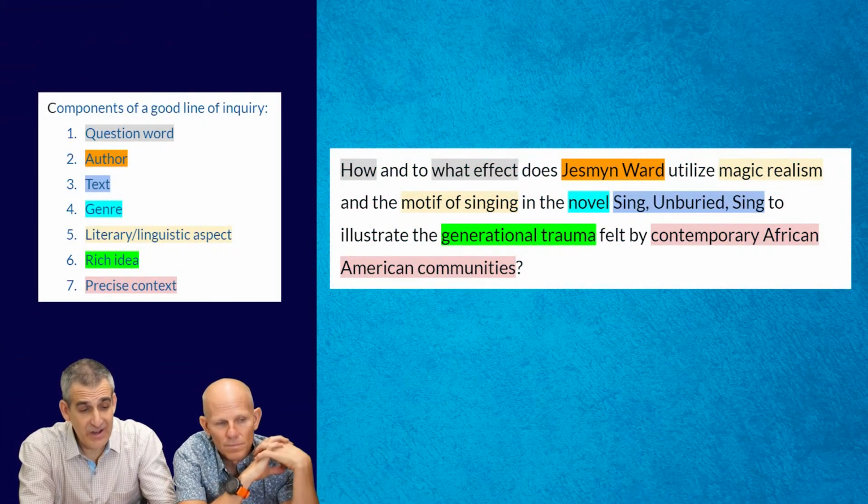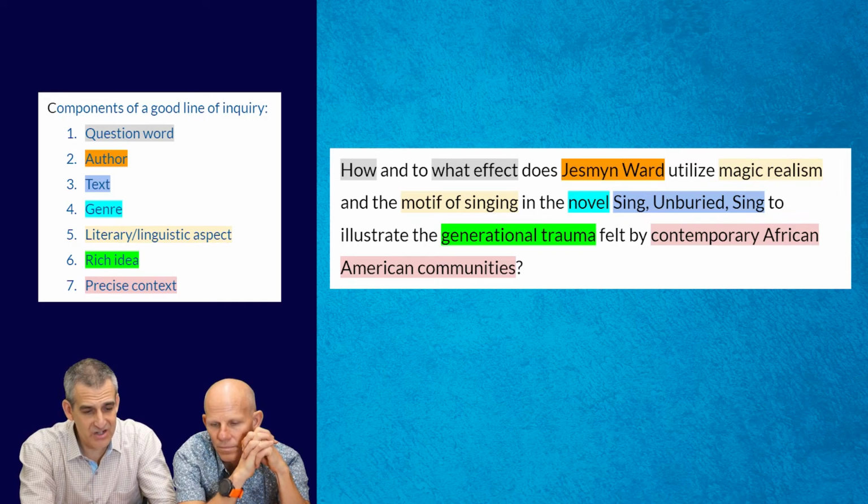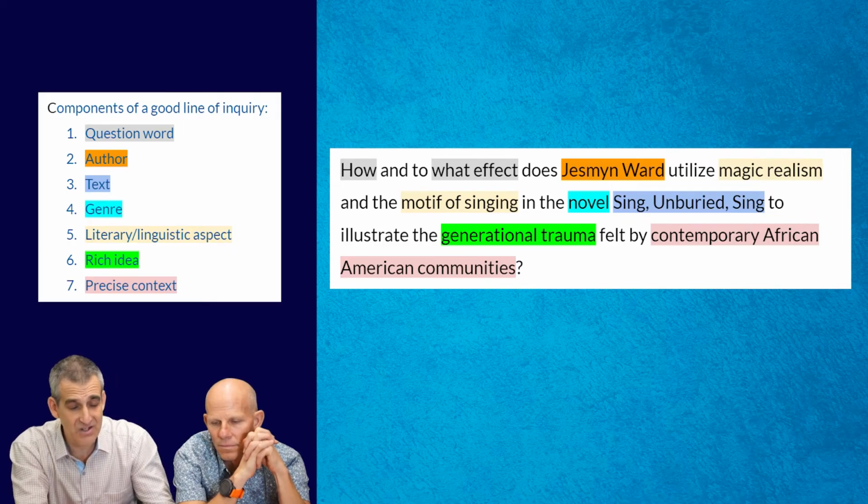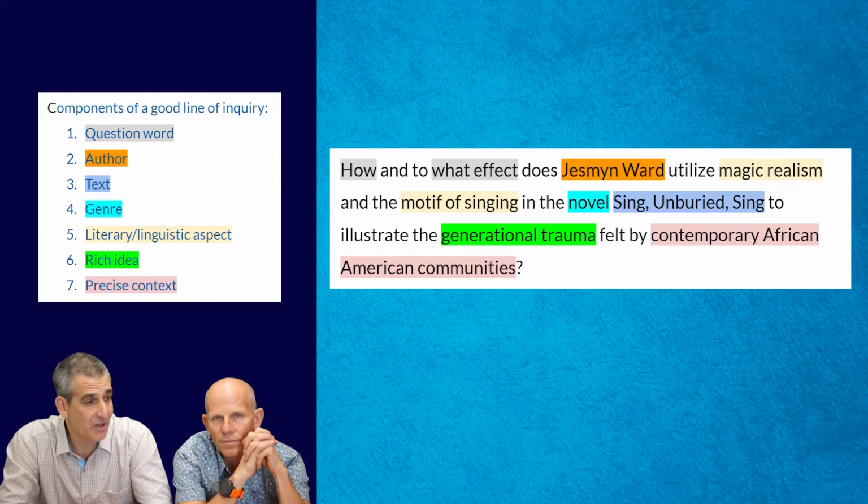Yeah, folks, I just want to put it through our test. We've got question words, how and to what effect. We've got the author, Jesmyn Ward. We've got broad linguistic or literary aspects, magic realism, motif of singing. We have the text type, novel. We have the name of the work, Sing, Unburied, Sing. We have a rich idea, generational trauma felt by, and we have the precise context, modern African American communities. Mr. Giles, I dare say that this meets all the requirements of our line of inquiry that we've established.